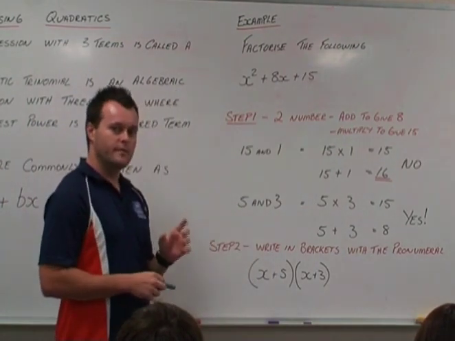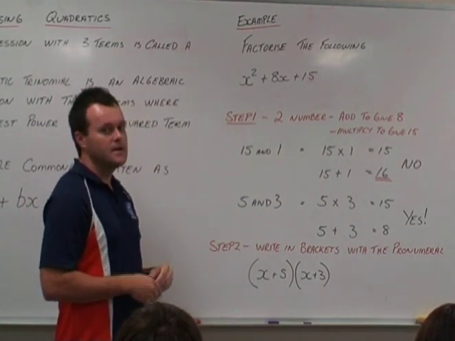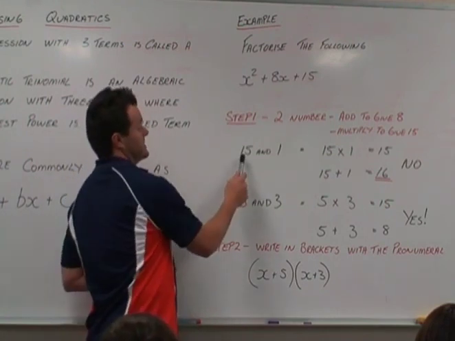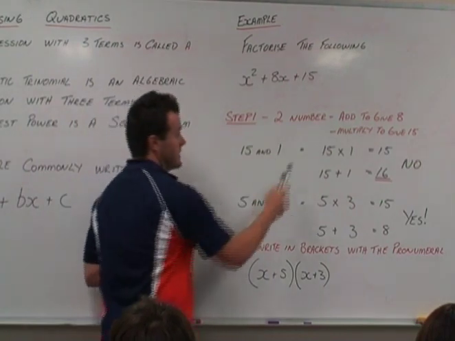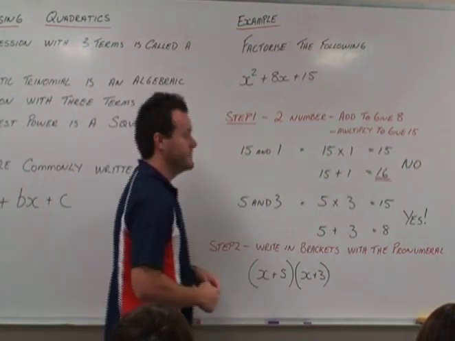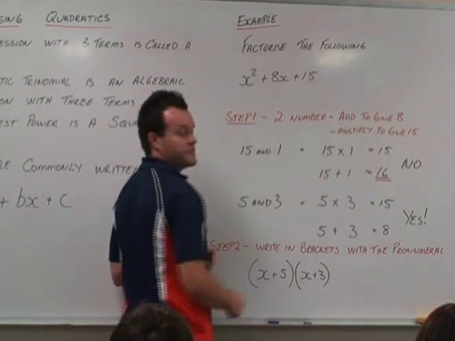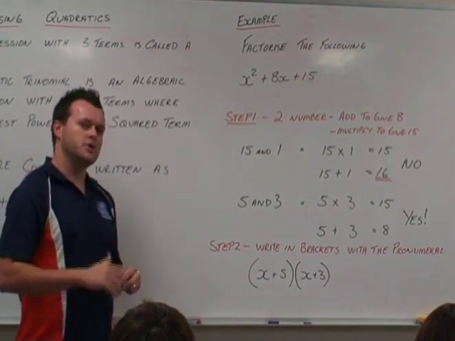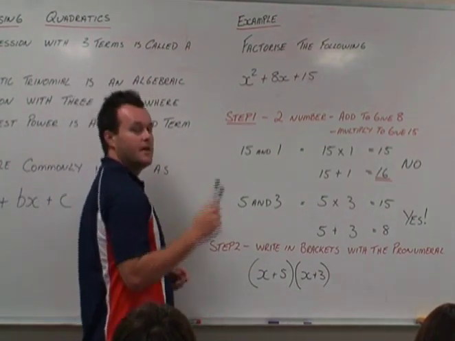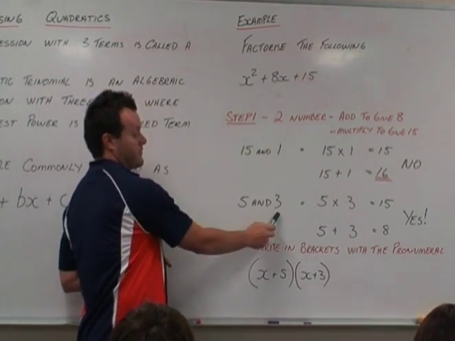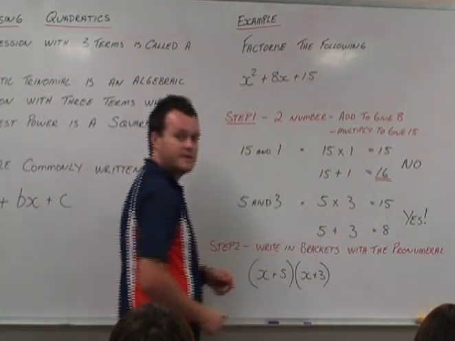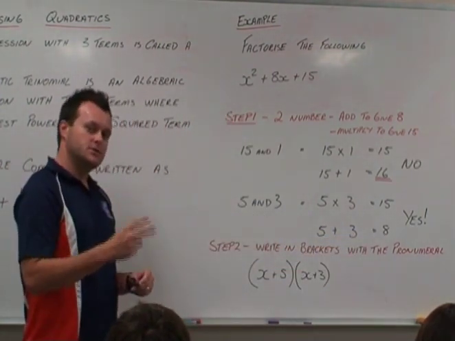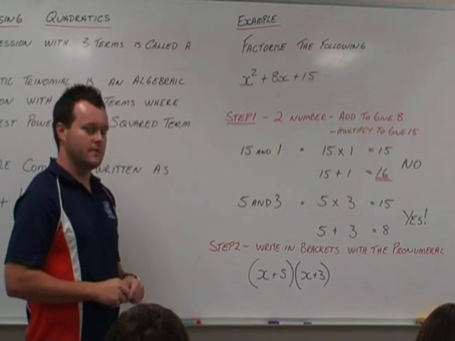So what we're really looking for here are the factors of 15. I like to write them down. The first factors of 15 that I expect you to write down are 15 and 1. Does it add to give 8 and multiply to 15? We know that 15 times 1 is equal to 15, but 15 plus 1 equals 16. So we're not going to use those numbers in our factorisation. The next one is 5 and 3. 5 and 3 multiply to give 15, but they also add to give us 8. So those are the two numbers that we're going to use to factorise.